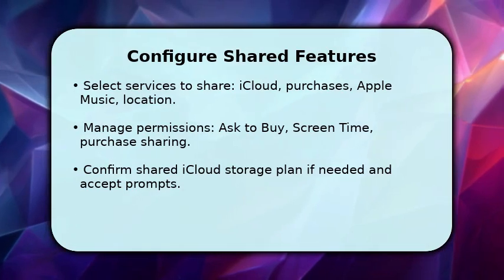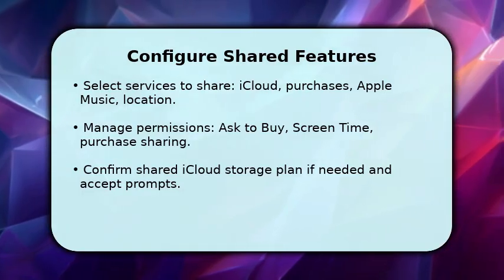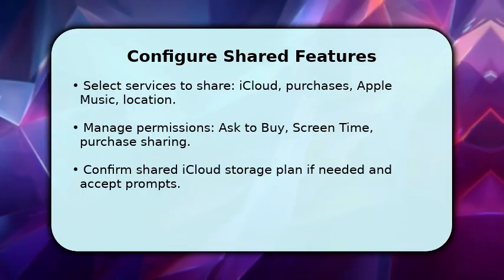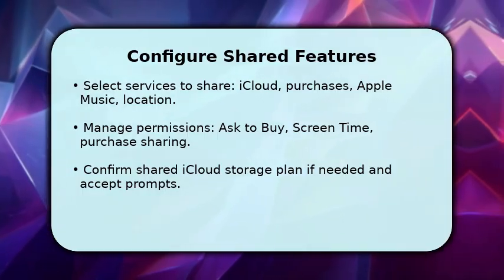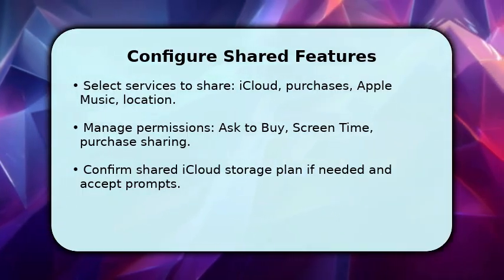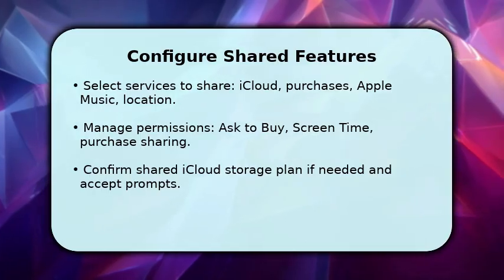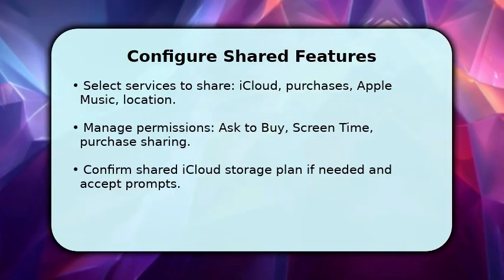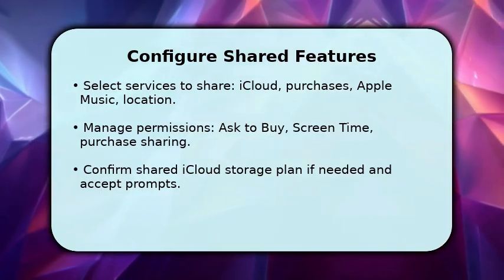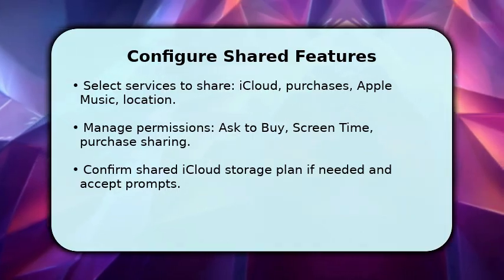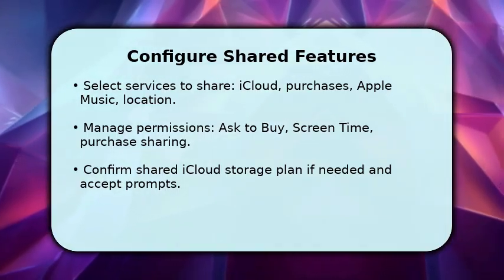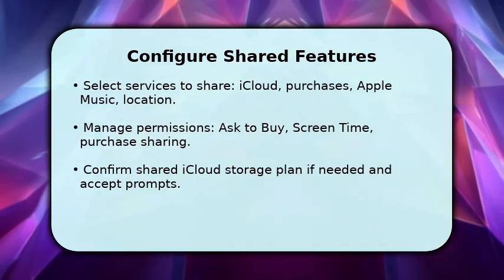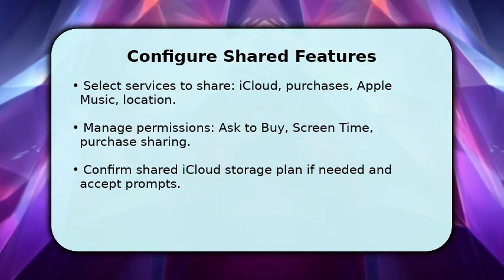Next, you set up exactly what's shared and why it matters. Shared purchases save money, shared iCloud keeps family photos together, and location sharing helps safety. Tap each feature inside Family Sharing to enable it. For purchases, choose purchase sharing so family can access apps and media. For children, enable Ask to Buy and Screen Time with limits. If storage is insufficient, upgrade the organizer's iCloud plan and add members to that plan. Make sure everyone accepts prompts and signs in.